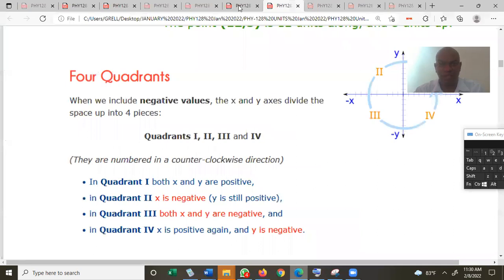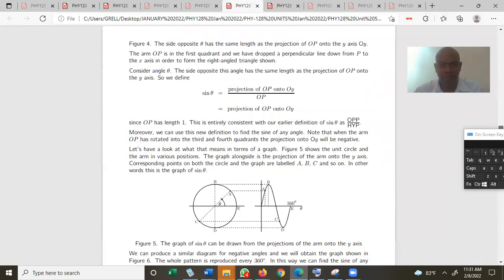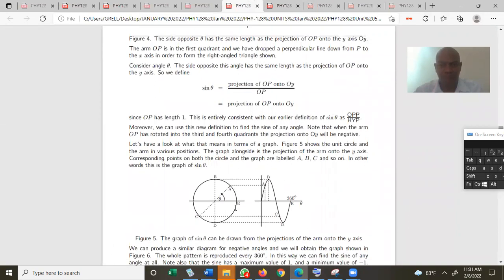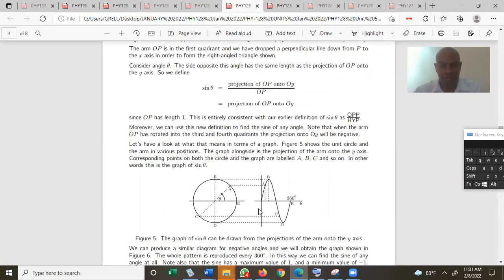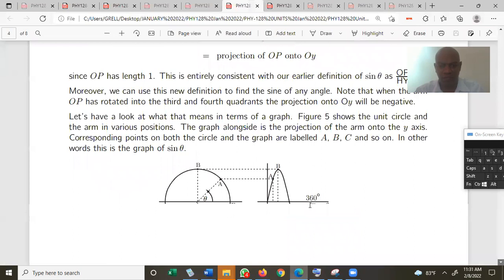Let us see if we get a sine graph somewhere. Sine of any angle. Here's the sine. Here's a sine graph. So as you can see, this sine graph starts with sine of 0 is 0, and we know why, sine of 0 is 0.